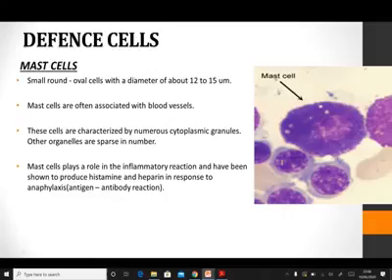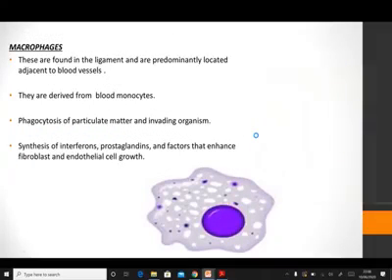Mast cells have a very important role in combating the inflammatory reaction within the PDL. And what do they do when the PDL suffers an inflammatory reaction? They produce histamine and heparin in response to that antigen antibody reaction. So that is how the mast cells act as a defense mechanism for the periodontal ligament in case of inflammation. Then we have macrophages, which look like this.